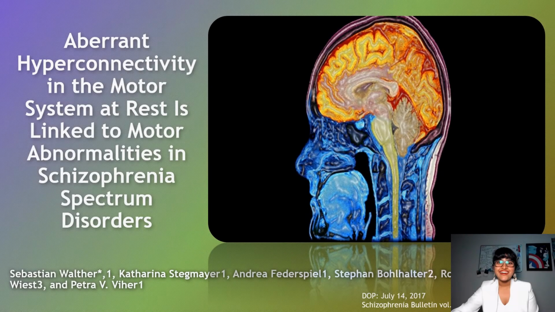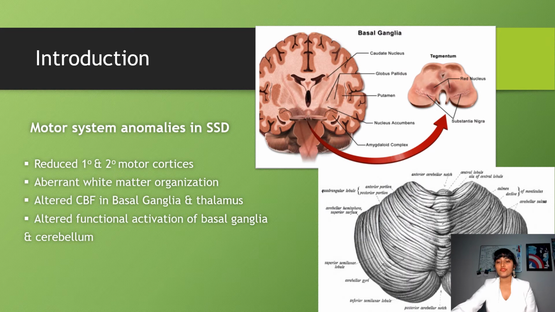Today I'm going to be presenting on a very interesting research paper titled Aberrant Hyperconnectivity in the Motor System at Rest is Linked to Motor Abnormalities in Schizophrenia Spectrum Disorders, SSD. What are the motor system anomalies observed in schizophrenic patients? There is reduction of primary and secondary motor cortices, aberration of white matter, alteration in cerebral blood flow in basal ganglia and thalamus. There is also alteration in the functional activation of basal ganglia.